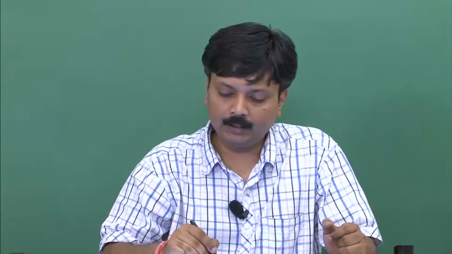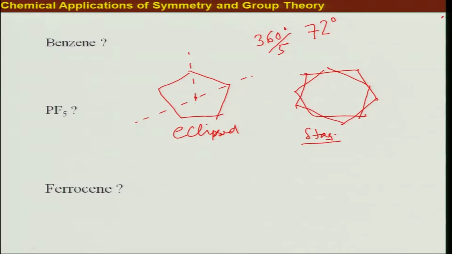So, just like the PF3, I can have C2 axes which are perpendicular, right. So, I can find out all the possible C2s. There will be a total of 5 C2s which are perpendicular. Okay. So, I have C5 as the principal axis of symmetry, I have 5 C2 primes and I have sigma h. So, this becomes the D5h point group for the eclipsed conformation.